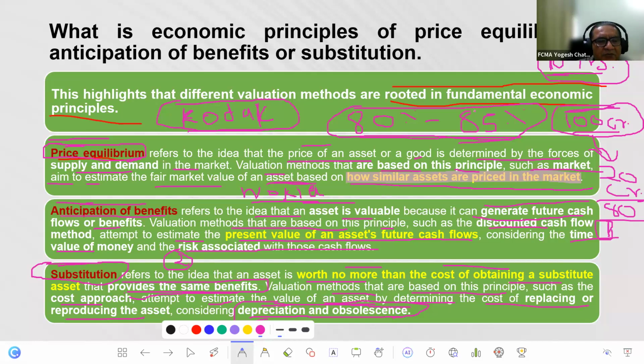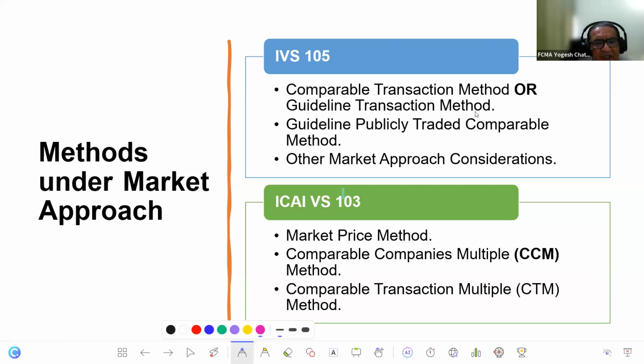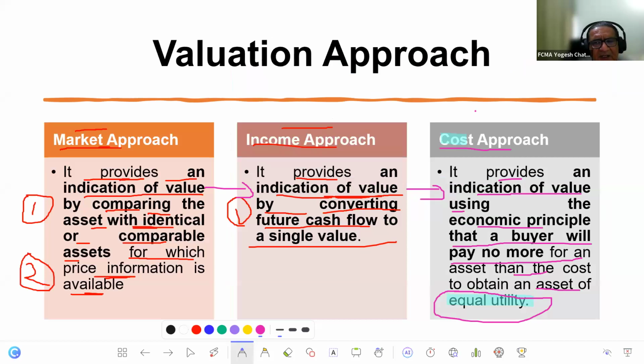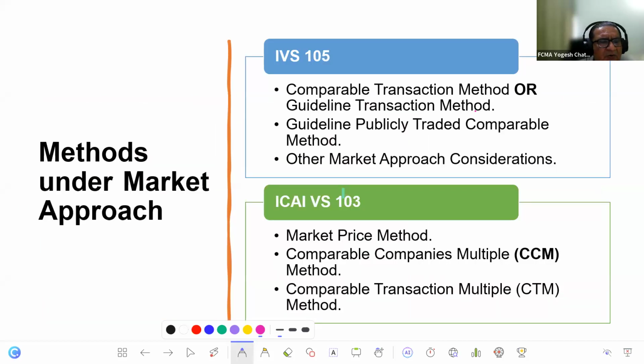Theory of substitution. So these are the three approaches to valuation, which we discussed in detail. Very important to understand what is the market approach, what is the cost approach, and what is the income approach. Under that, we actually have different methods. There are only three approaches globally recognized, but there can be multiple methods of valuation under each of these three approaches.